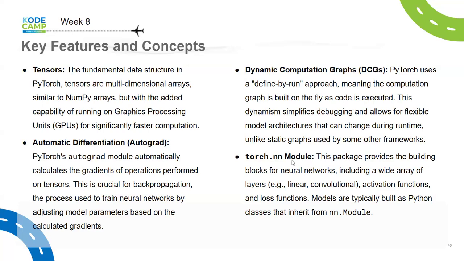Then PyTorch has a torch.nn module. So this is a module that contains all of the building blocks that you need for building neural networks, including a wide array of different types of layers. We're going to talk about layers later on, the types of layers rather. We've talked about fully connected or dense layers, but that's not all. There's a whole bunch more. Okay, so you typically will build a model as a Python class that inherits from the torch.nn module, or nn.Module, which is a class that you can inherit from.